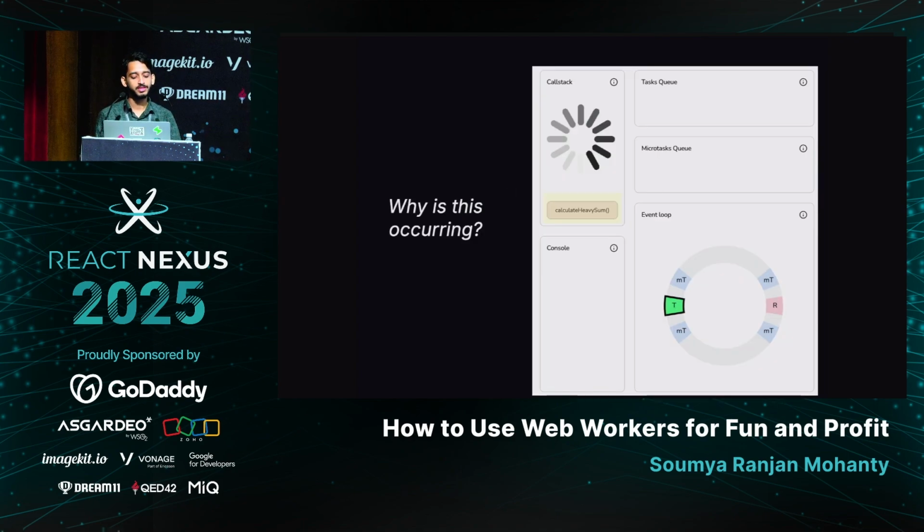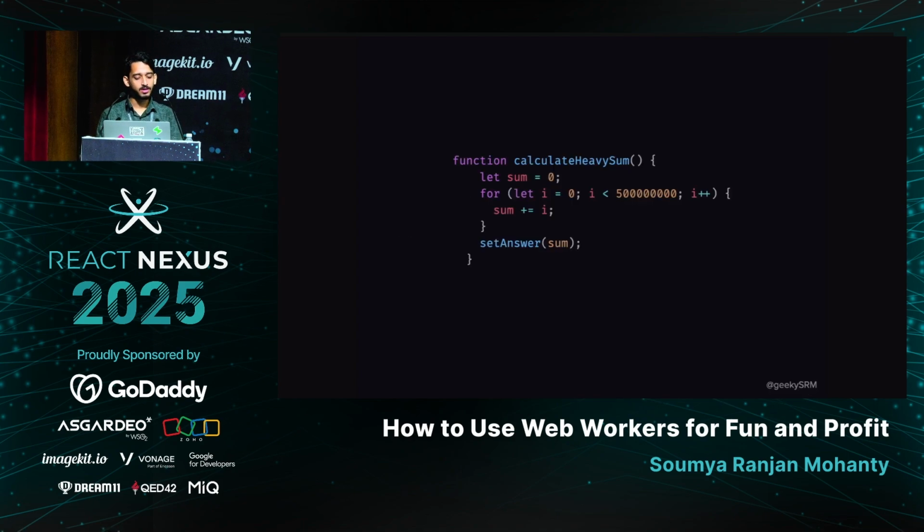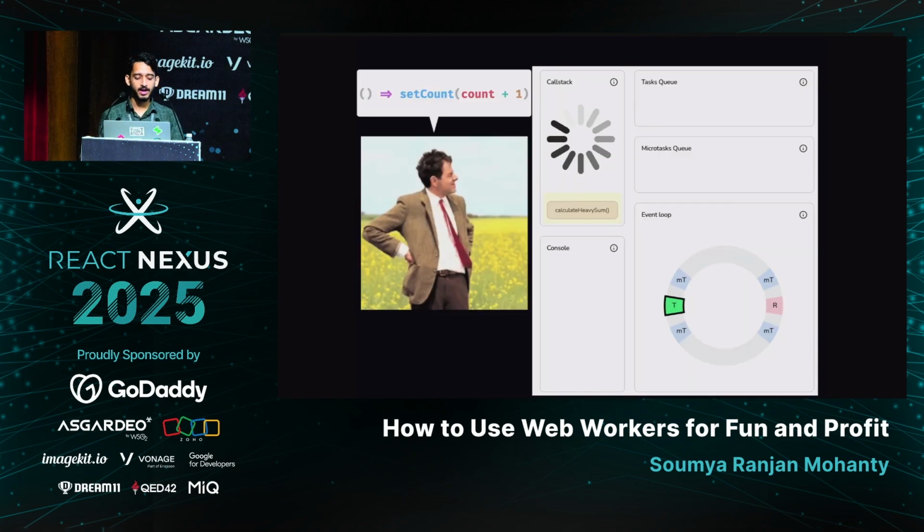The issue here was the calculateHeavySum function, right? You remember this one? Whenever we click on the get answer button, the onClick handler triggers the calculateHeavySum function, and this function, along with its 500 million loop iterations, starts executing. And our setCount callback doesn't get time to come to the call stack, because the call stack was busy with the calculateHeavySum function to complete.